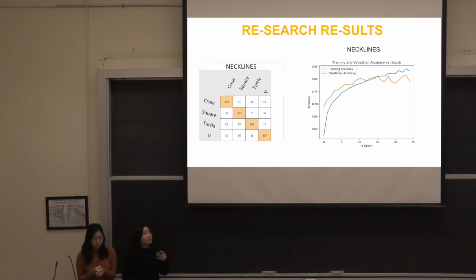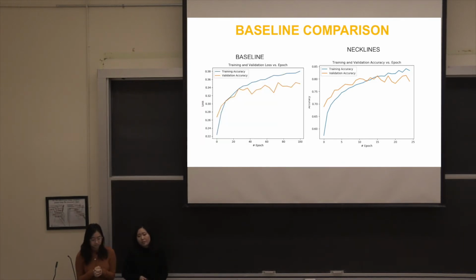And the next category is necklines. So because the necklines look kind of similar depending on the angle of the model, they were all a little bit more confused, which is why our model achieved 81% accuracy, whereas the baseline achieved roughly 35%. But this is still much higher than the 25% random probability.